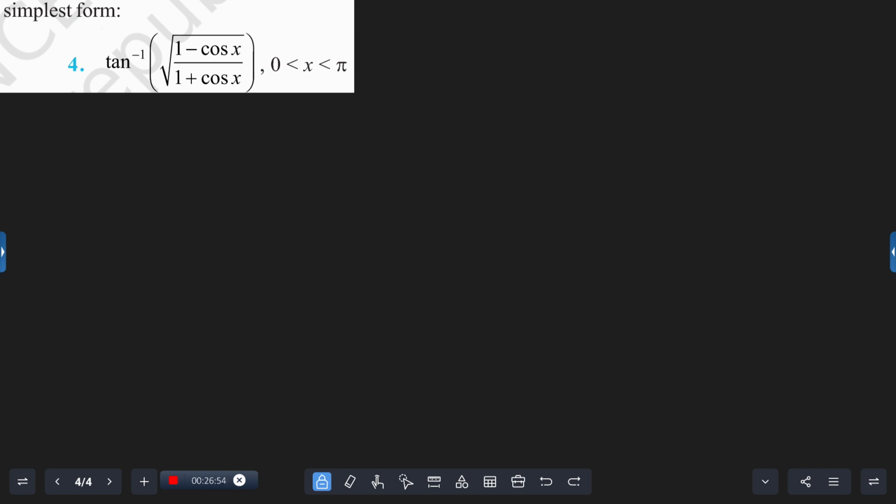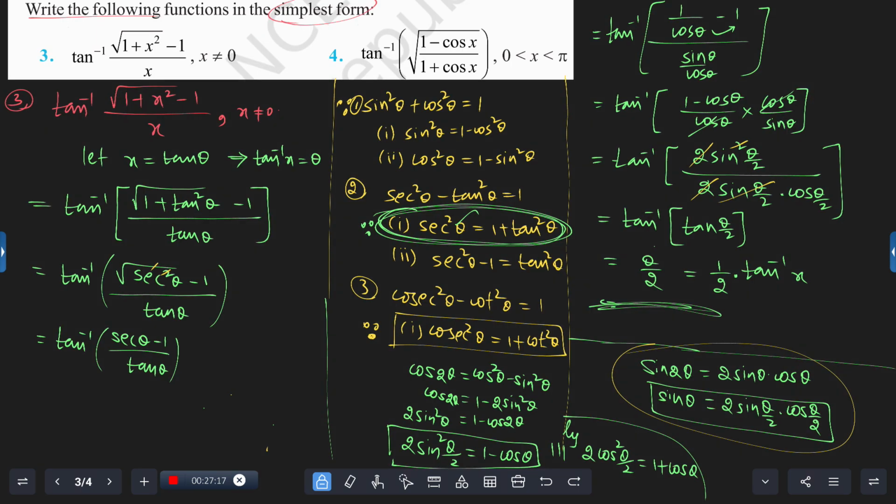Listen, everybody. Listen children, here we have 1 minus cos divided by 1 plus cos. So tan inverse of the square root of 1 minus cos x divided by 1 plus cos x. Now, we only discussed in the previous page, Raja. Previous page what I said, 1 minus cos theta, what formula? Very good, 2 sin square theta by 2. Like that, 1 plus cos theta, what is the formula? 2 cos square theta by 2.